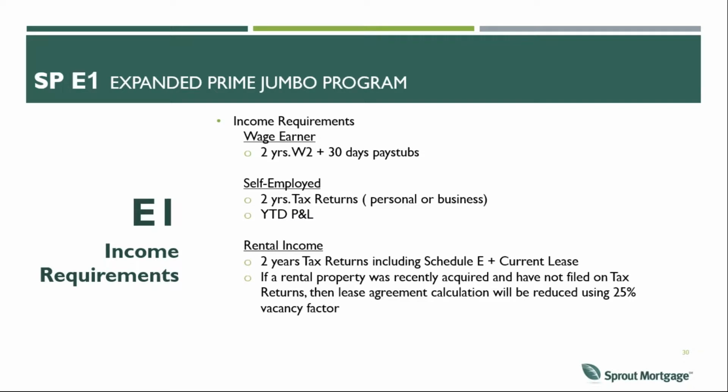As far as income requirements are concerned, if your borrower is a wage earner, pay stubs covering the most recent 30-day period will be required, along with 2 years of W-2s. Self-employed borrowers require 2 years of tax returns, personal and business if applicable, and a year-to-date P&L is required. As far as rental income is concerned, we're going to require 2 years tax returns, including the Schedule E, plus a current lease. And if the rental property was recently acquired, we'll use a current lease and apply a 25% vacancy factor to gross rent.